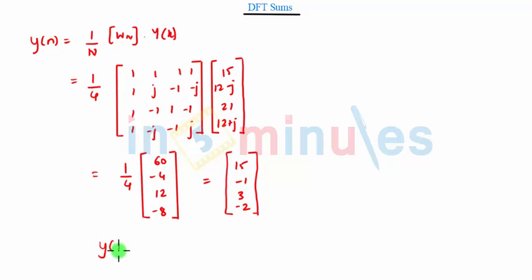So y of n is given by 15, minus 1, 3, 2.